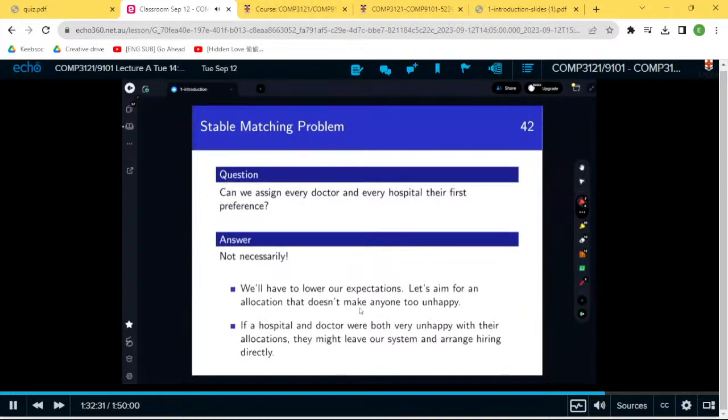So instead, we aim to make nobody too unhappy. One thing that could happen is that we come up with an allocation, and now we can find a pair of a hospital and a doctor such that this particular hospital prefers this particular doctor over the current allocation, and the doctor also prefers that hospital over the current allocation. So that's the situation that we want to avoid.